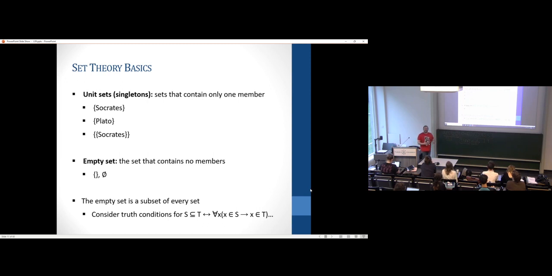The smallest set there is, however, is the empty set, the null set. I often write it with this 0 with a line through it. This is the set that has no members. It is an empty box.